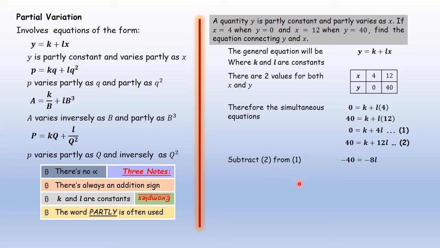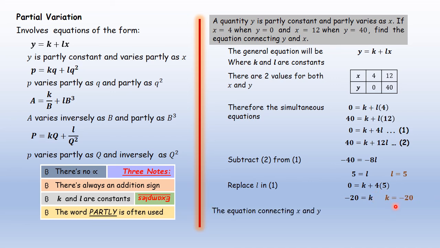after which I'm going to get 40 is equals to 8l, which tells us that l is 5. And again, replacing the value of l in equation 1, l is 5, replacing in equation 1, we're going to get 0 is equals to k plus 4 in brackets 5. And that is 20, so k is negative 20.